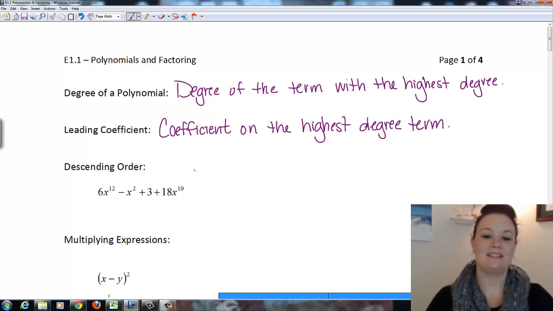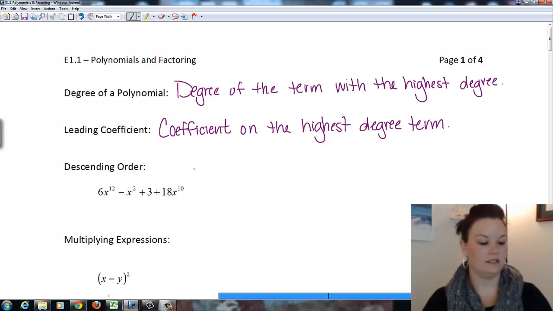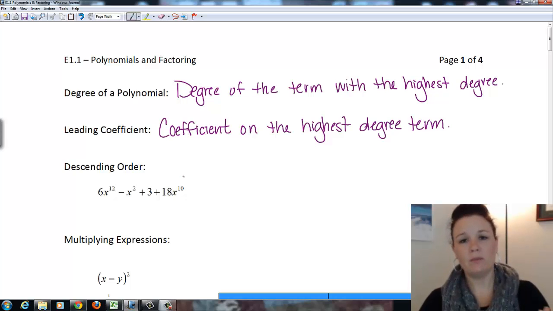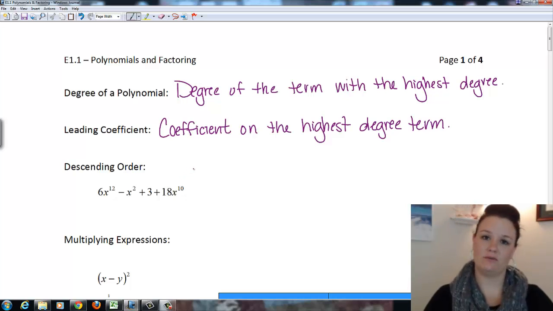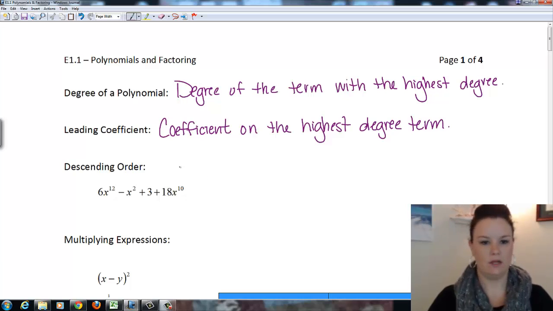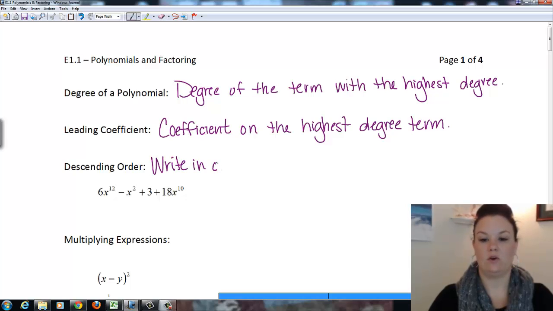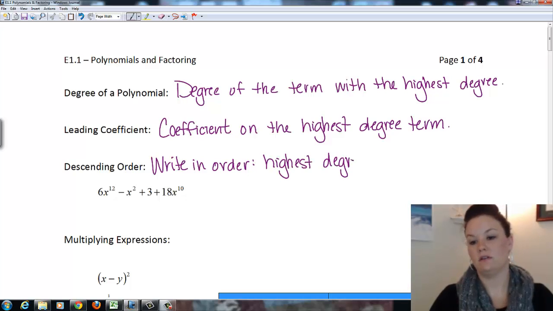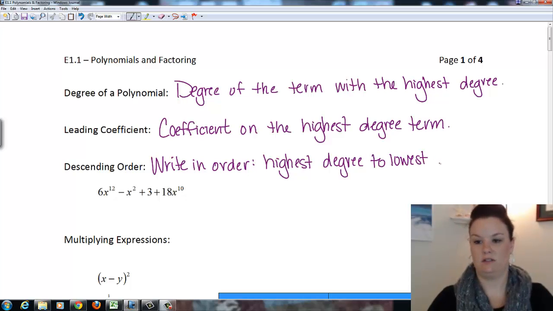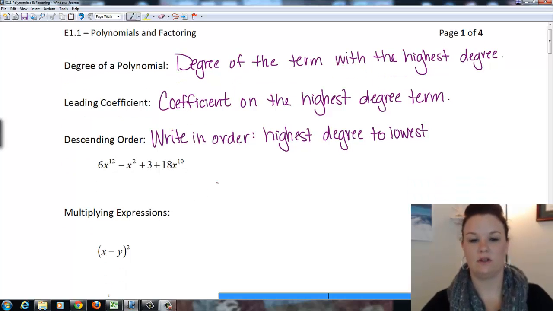Okay. And then descending order: when we write polynomials, we always want the highest order term first, down to the constant term. So what that means is the highest degree down to the lowest, right, in order. Highest degree to lowest.